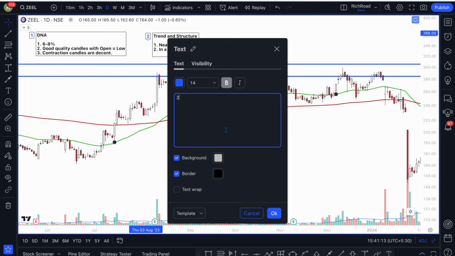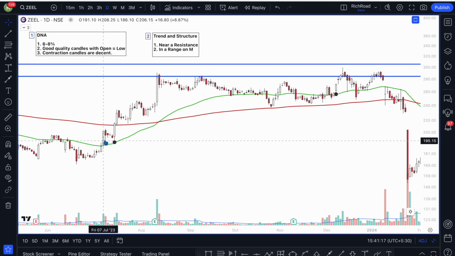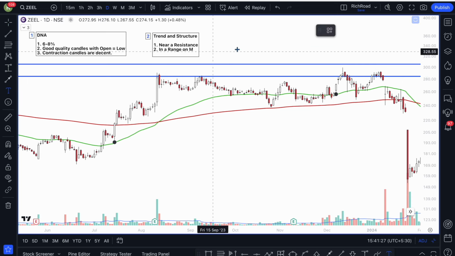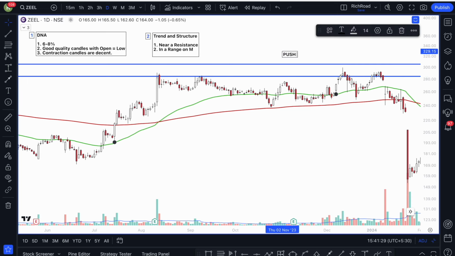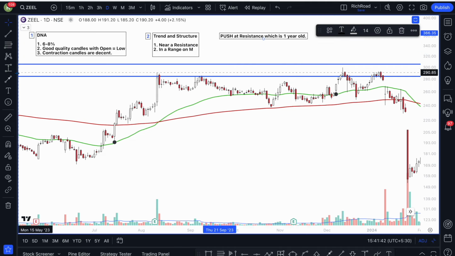So you mark that. Fine. Then you will say, such a good candle, but where is it happening? Now you are very much aware of that. And then what happened? The price was constantly taking resistances at the area of resistance. So what was happening? You were having push at resistance, which is 1 year old. So you mark that, and you can highlight those areas.